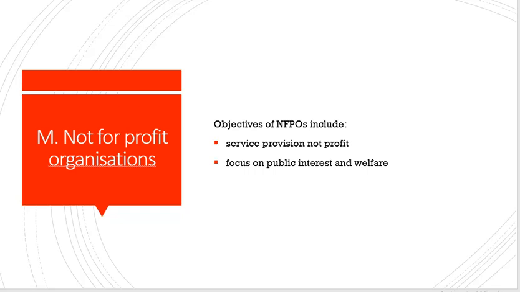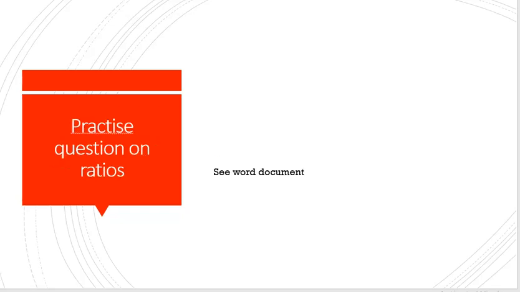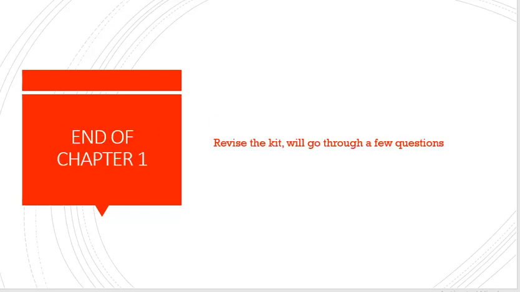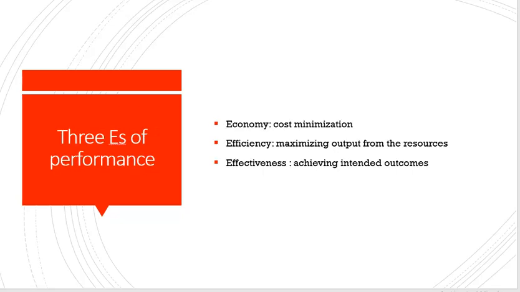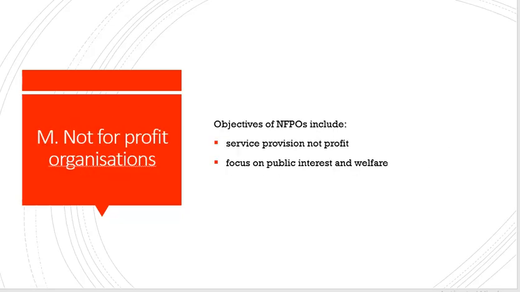So that's the end of ratios. Let's now move on to not-for-profit organizations. Just a summary, because we'll cover this later on. Not-for-profit organizations are those organizations which don't trade for profit, right? So their objectives include service provision, not profit. They are not there to achieve profit, but they're just there to provide services. They also focus on public interest as well as welfare. They are there to ensure that people are happy and the welfare of the society is at heart.